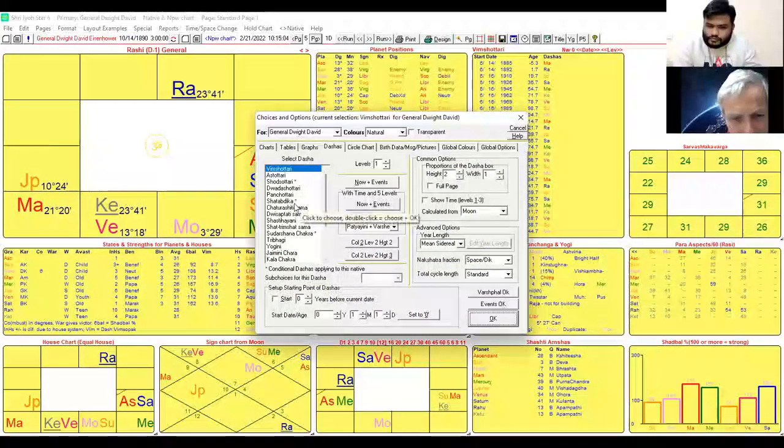Now let's look at Yogini, or let's look at another Dasha. Okay, so let's look at Shashtihayani because he qualifies for Shashtihayani.